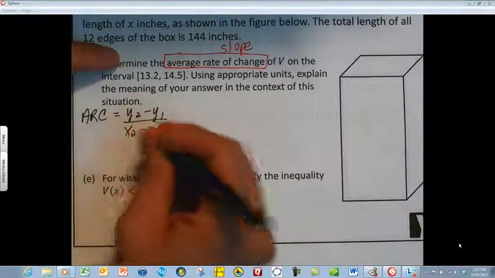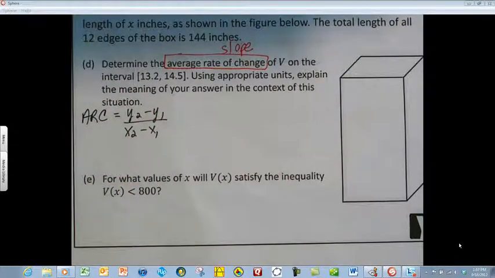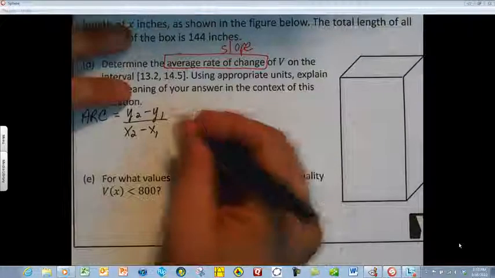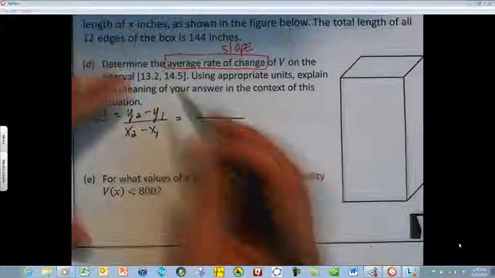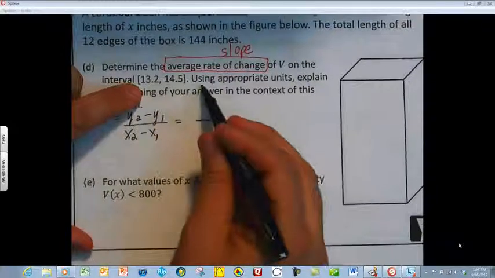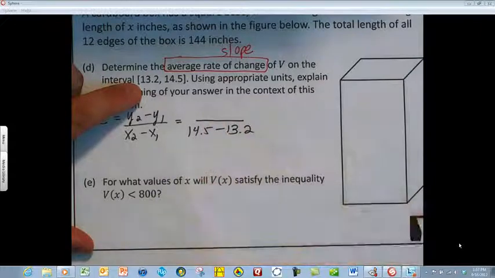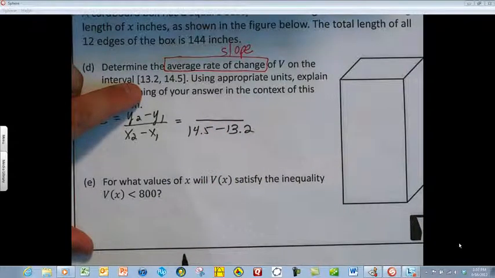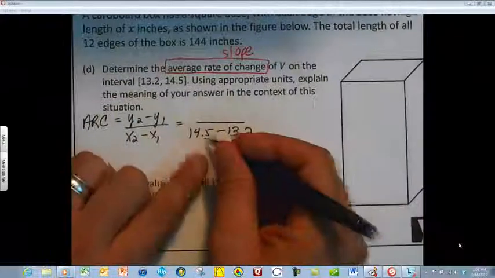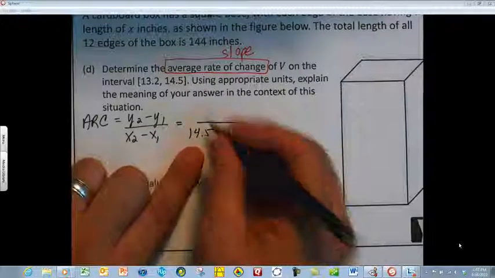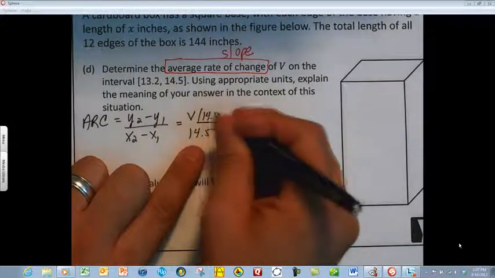All right. Let's move on to Part D. Part D. We want to determine the average rate of change of the volume on the interval 13.2 to 14.5. And then using appropriate units, we want to explain the meaning of your answer.